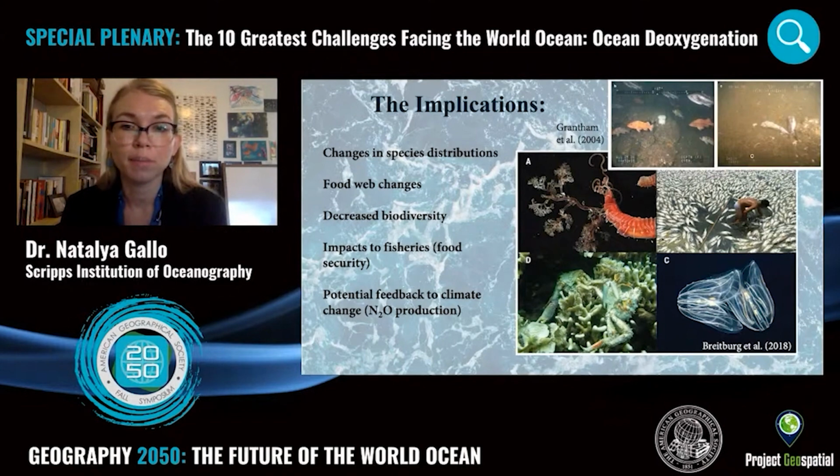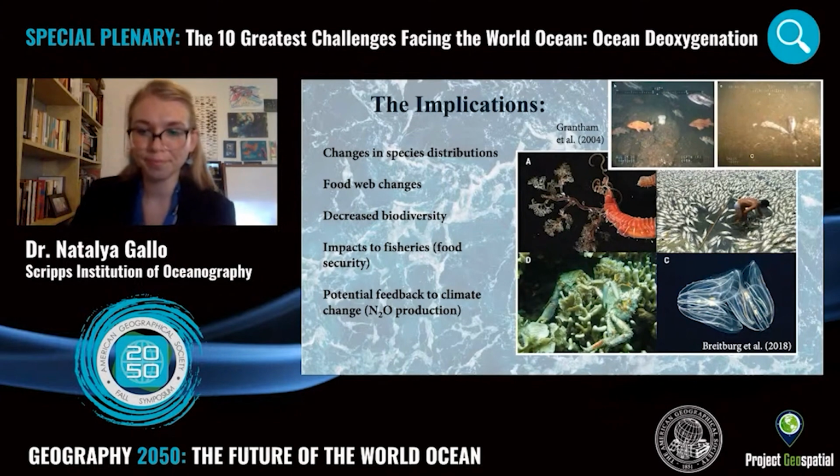However, mortality events of hypoxia-sensitive species, such as the crabs and the fish pictured here, often occur when coastal regions experience hypoxia. The ecosystem and societal implications of ocean deoxygenation are changes in species distributions, food web changes, decreased biodiversity, impacts to fisheries, and also potential climate feedbacks. Nitrous oxide, which is a potent greenhouse gas, is actually produced in low oxygen regions of the ocean when microbes use nitrate and nitrite instead of oxygen to breathe.